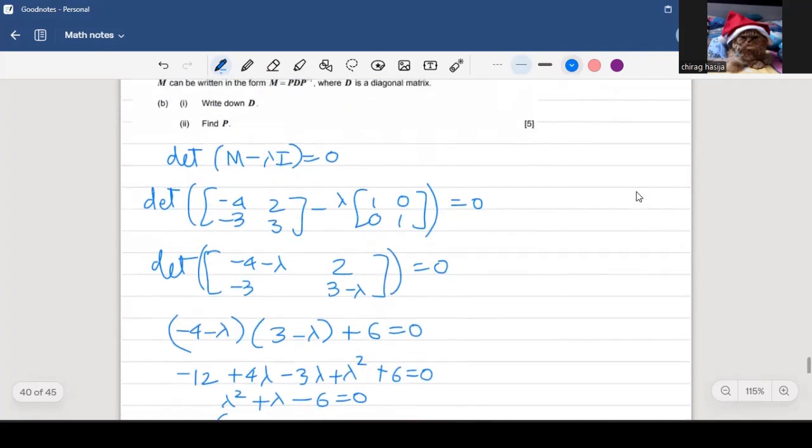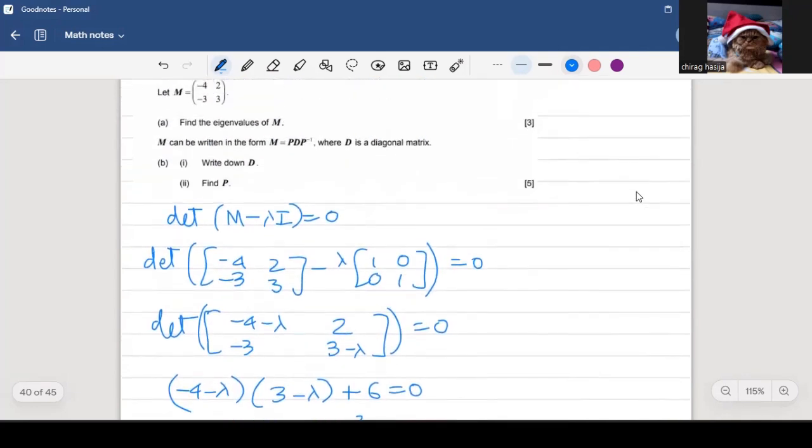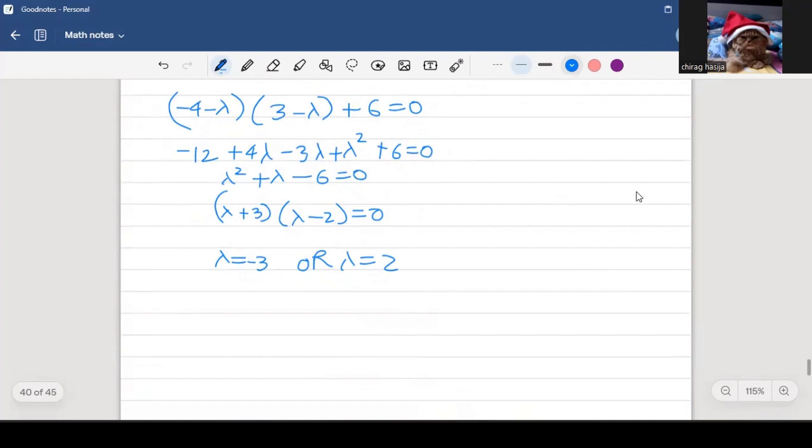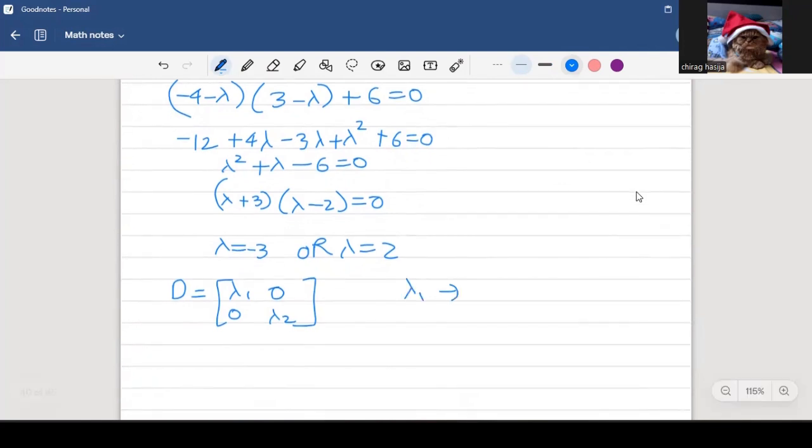Once we get both of these, what we need to find is the matrix P and the D. The diagonal matrix D is generally written as lambda 1, 0, 0, lambda 2. It depends on what you take as lambda 1 and lambda 2. Whatever you take as lambda 1, the corresponding eigenvector will be V1, and whatever you take as lambda 2, the corresponding eigenvector will be V2.